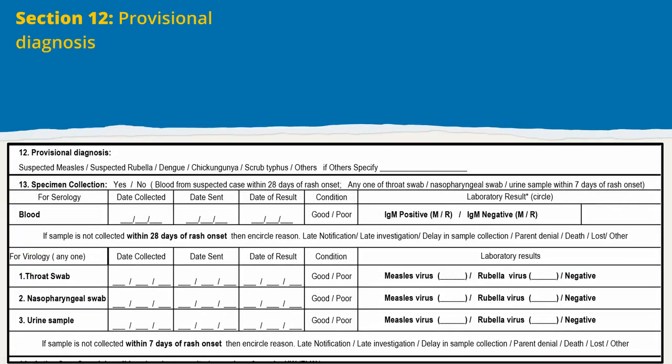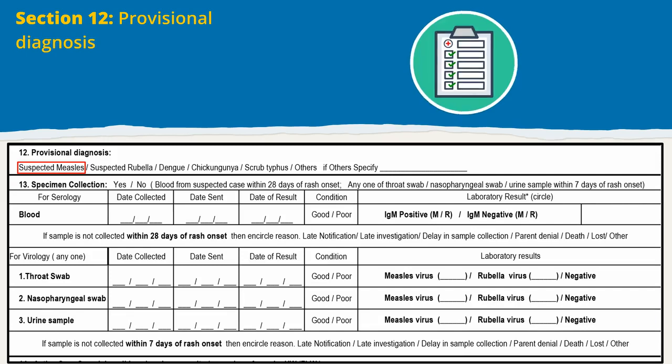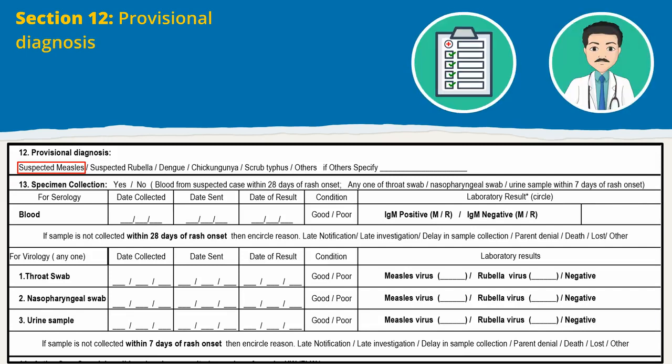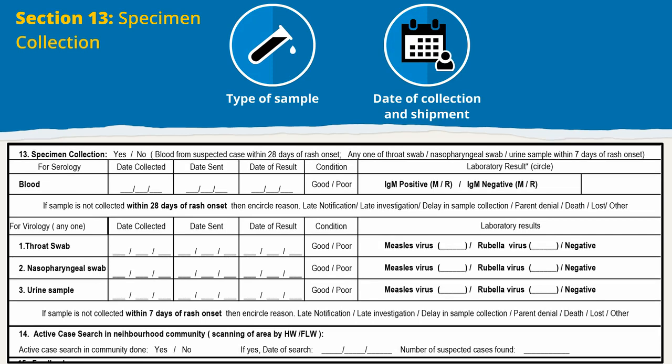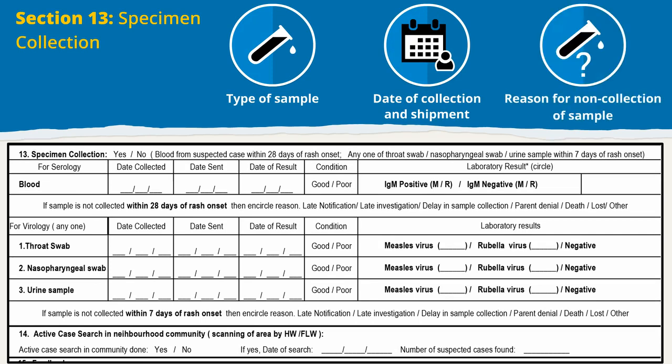In the Section 12, provide the provisional diagnosis as per any available record or clinician's opinion. In the Section 13, fill in the details of specimen collection. Remember to mention reasons if sample is not collected.